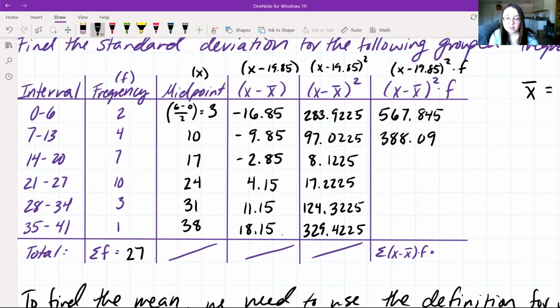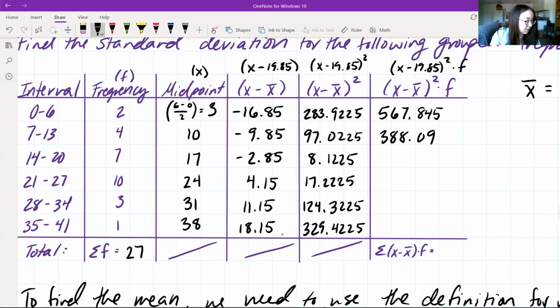Then for our third interval, we have 8.1225, and then we're multiplying this by our frequency, which is going to be 7. When we do this, it's going to give us 56.8575. Then we can take our next interval, which is 17.2225, and we're going to multiply it by our frequency, which is going to be 10. So this is going to give us 172.225.